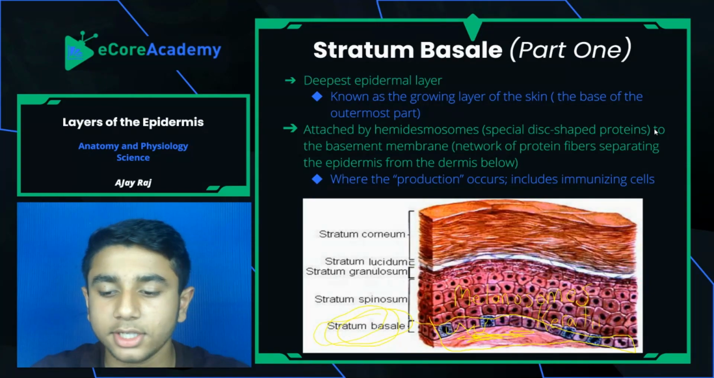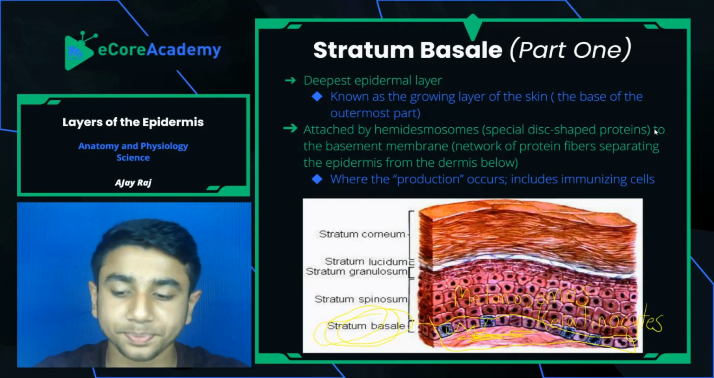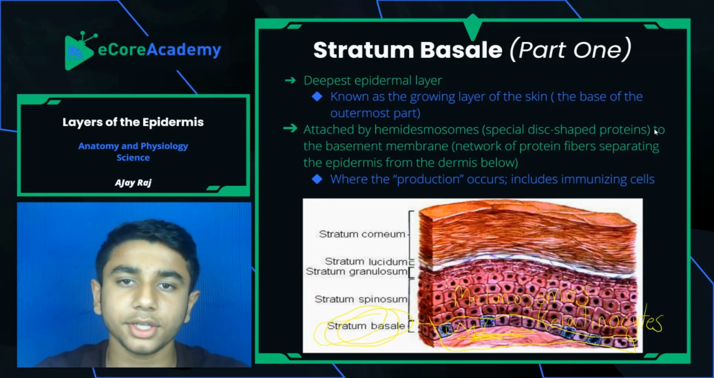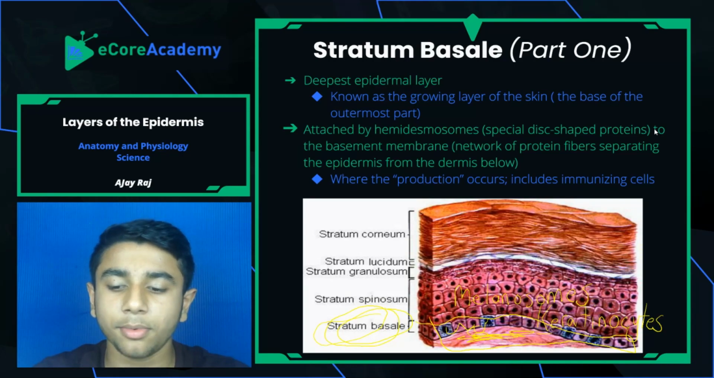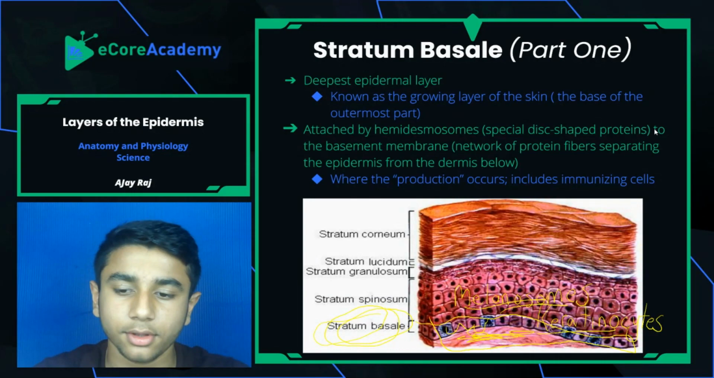Keratinocytes and melanosomes both help with immunizing effects, as melanosomes help with melanin production and your skin coloration, and keratinocytes help with your hair follicle and hair growth. All right, let's move on to the next slide.